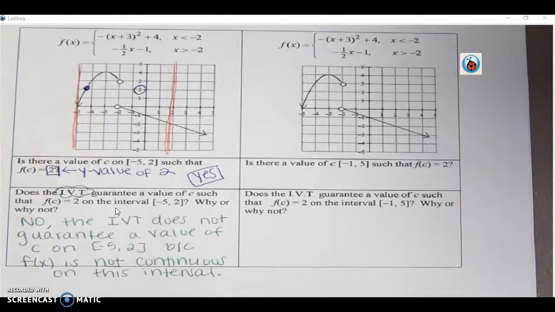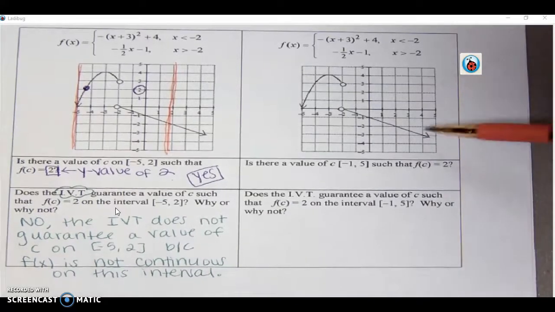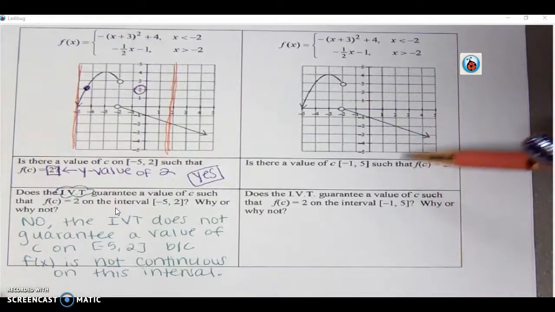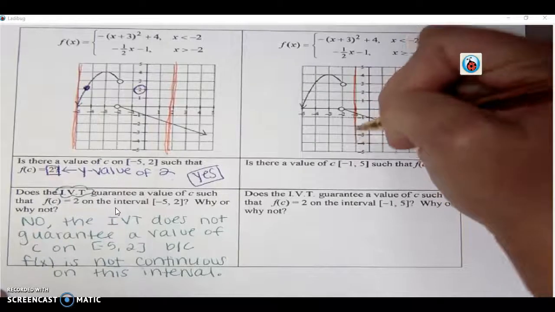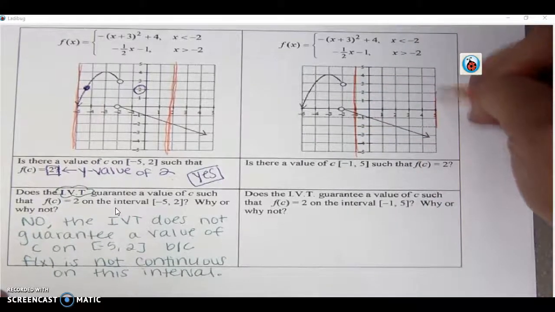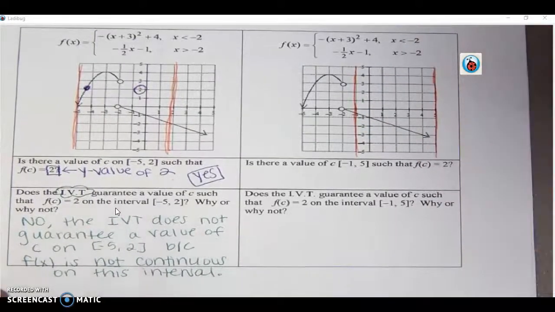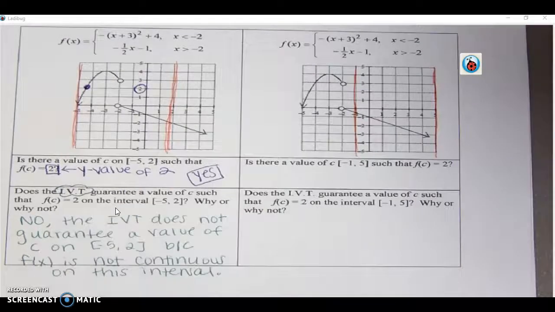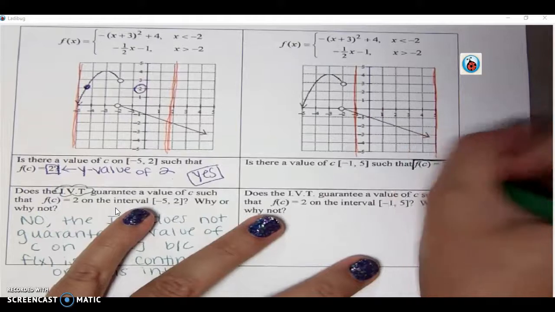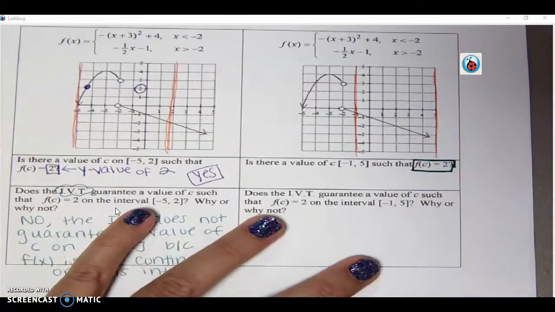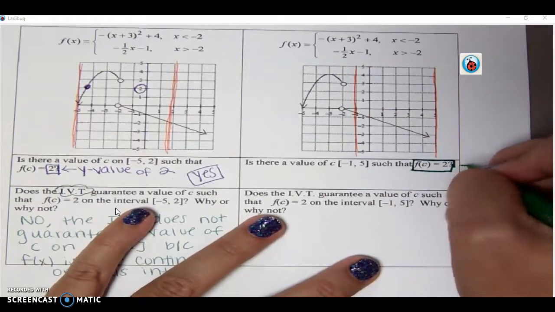Okay, so now we're going to look at the second graph over here. This one says, same graph, but is there a value of c? Now we're just looking from -1 to +5. So we're only looking at that part, such that f of c equals 2. So f of c equals 2 means that we have a y value of 2.